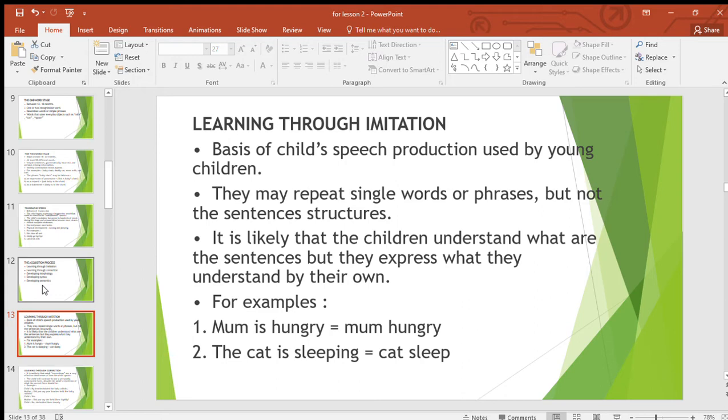They may repeat single words or phrases but not the sentence's structure. It is likely that the children understand the sentences, but they express what they understand in their own way. For example, "mom is hungry," "mom hungry." "The cat is sleeping," "cat sleep." So whatever simple words they can get, they imitate to give their own message.